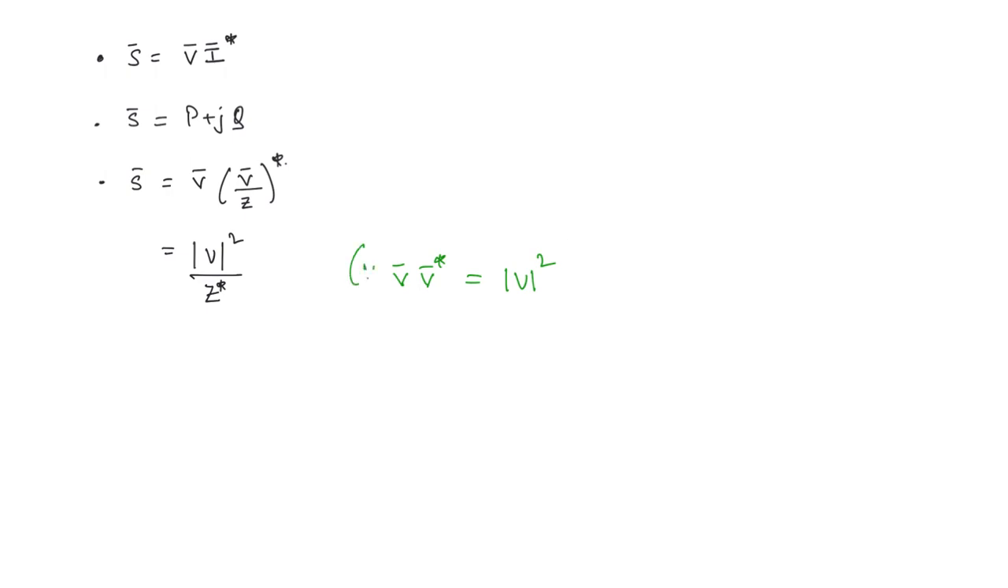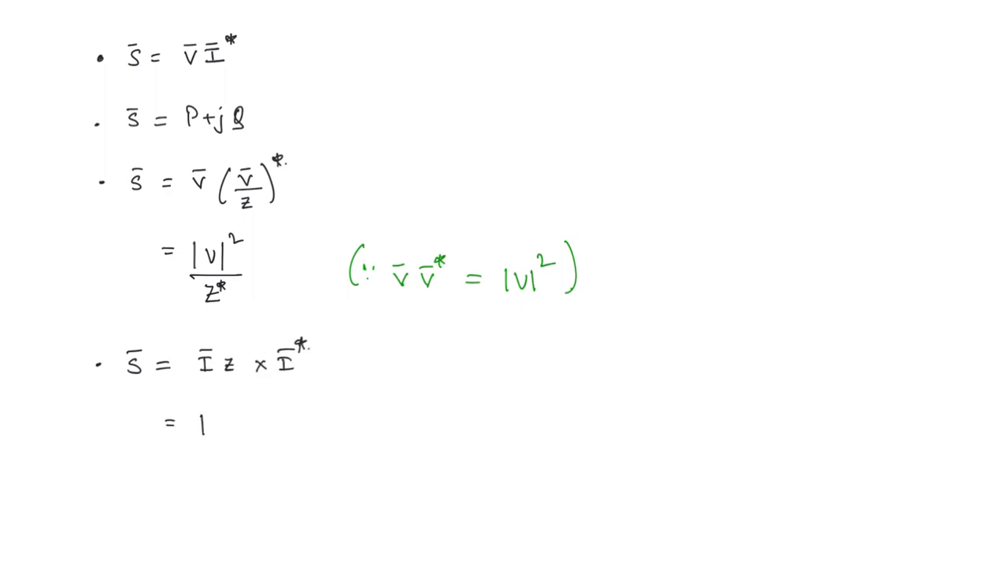Because a complex number into its conjugate will give you the square of the magnitude, for this reason we can write the complex power as mod V square by Z conjugate. Okay, then another expression is in terms of the current and impedance. So what will that be? S bar you can write as, now V bar you can replace with I bar into Z, and here you have I bar conjugate.